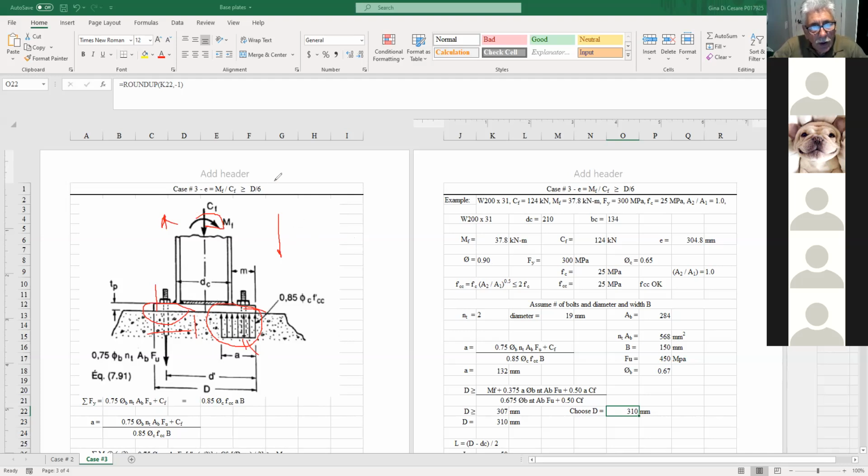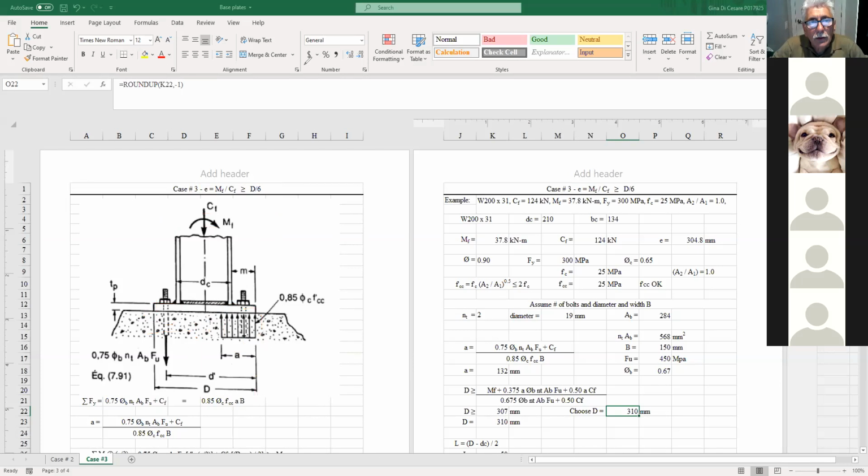One is where the eccentricity falls within what they call d/6. Now, d is the size of your base plate, divided by 6. In other words, if your eccentricity falls within this distance here, d/6, then you have one situation. I don't know if you learned this in soil, but this is called falling within the middle third of your base plate. That's another way of saying it.